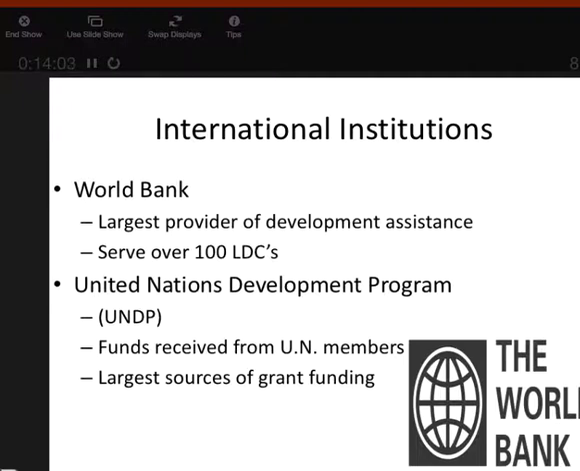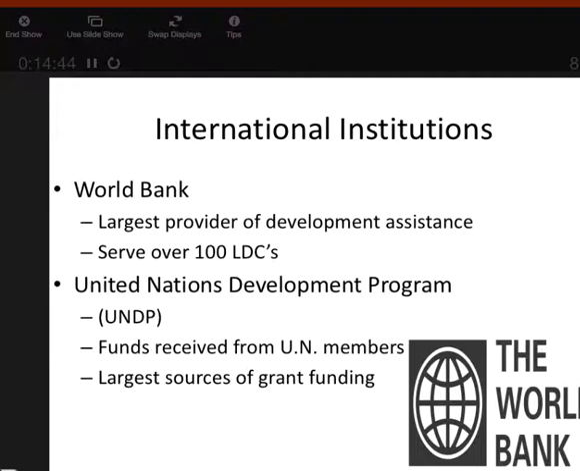Other international institutions that try to regulate and help out developing countries: we actually do have a World Bank. It provides aid to over 100 LDCs. We also have a United Nations Development Program, where money that is sent to the UN is then given to the UN to decide how they spend it. Largest source of grant funding is what we find here. So the World Bank, United Nations Development Programs.